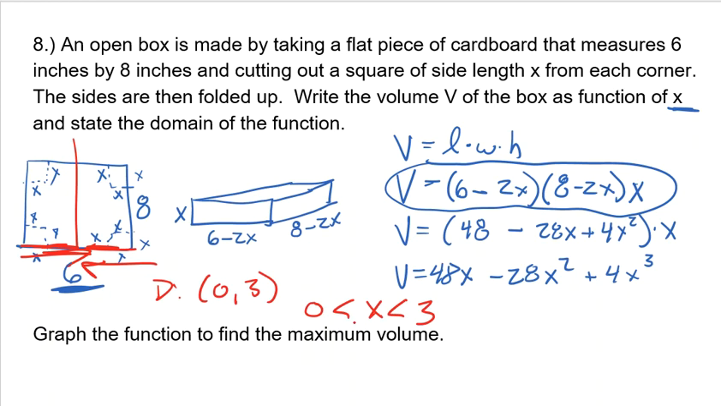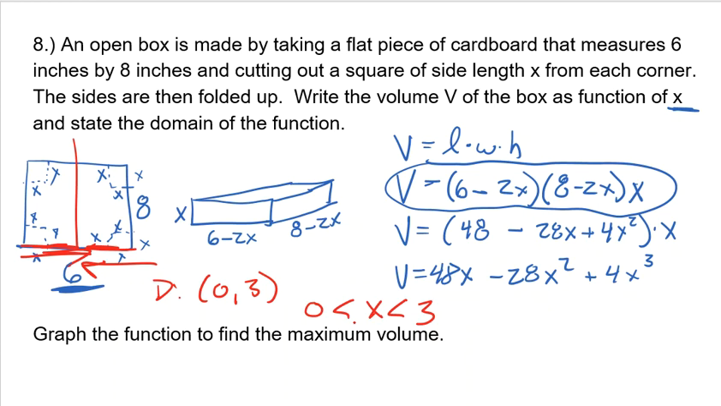It cannot equal 0, because if I cut out 0, then I have a flat piece of paper. It's not even a box at that point. If I cut out exactly 3, I'm literally cutting the piece of cardboard in half. So that's not going to work either. That's why I have to use parentheses. So anywhere from 0 to 3 would be the domain.